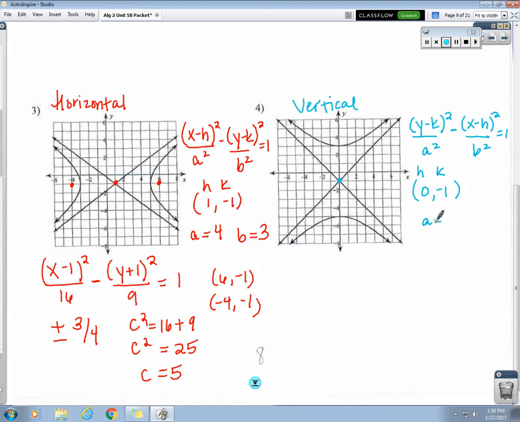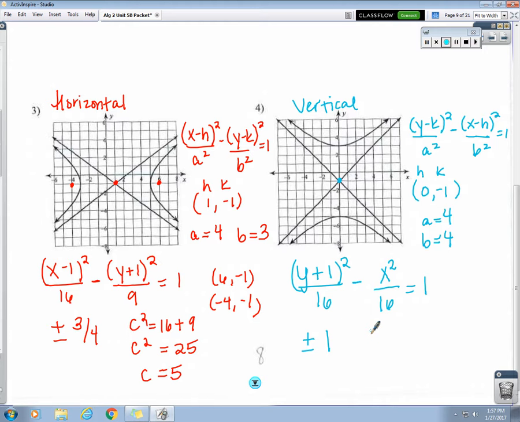Your a value is under y this time. So that's your vertical distance. 1, 2, 3, 4. And your b value is under x this time. So that's horizontal distance. 1, 2, 3, 4. So it'll be y minus negative 1, which is y plus 1, over 16 minus x minus 0 squared, which is just x squared, over 16 equals 1. Your slopes will be plus or minus 4 over 4, which is just 1.